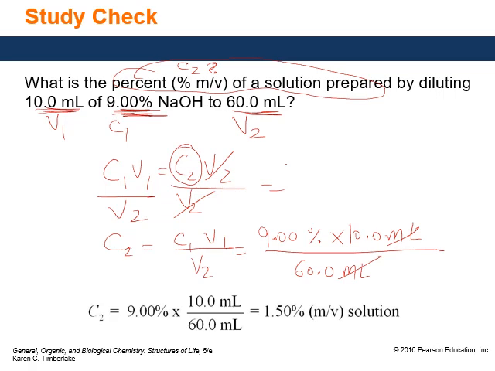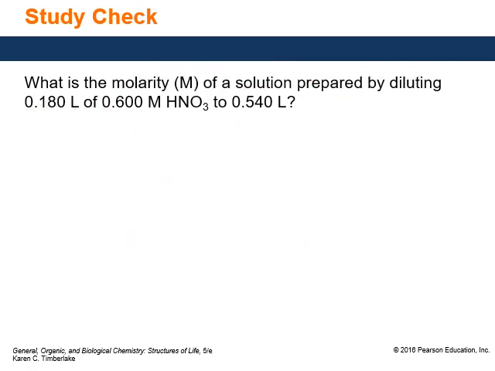And now the final answer is 9 times 10 divided by 60, which would give you 1.50%. And 9 was mass over volume, so this would also be mass over volume. Everything's 3 sig figs here. So answer is 3 sig figs. Let's try one more quick question.